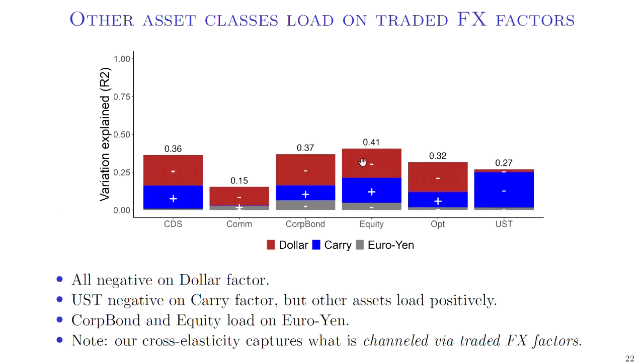And so we're going to look at 6 major asset classes: CDS, commodity, corporate bonds, equity options, and US treasuries. And first of all, we're going to look at how trading demand shocks. Here we're going to look at the assets' loadings on these FX factors. And you can see here you get much smaller explained variation, about 20 to 30% for these asset classes. So these markets are not fully integrated.